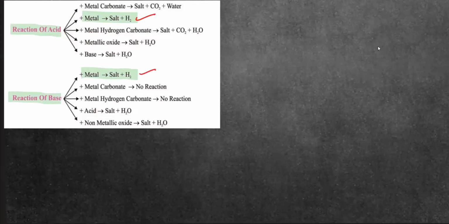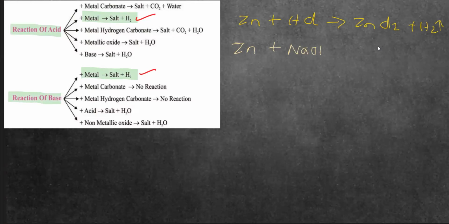So let's take examples here. I can take a metal, say zinc. Zinc reacts with an acid, say HCl, to give a product called ZnCl2, and hydrogen gas is released. Now let's take a base here. I'm taking the same acid, sorry, and let's take a base, that is sodium hydroxide. If it reacts, it gives sodium zincate, that is Na2ZnO2, plus hydrogen gas is released.